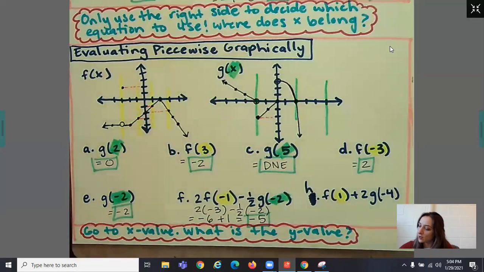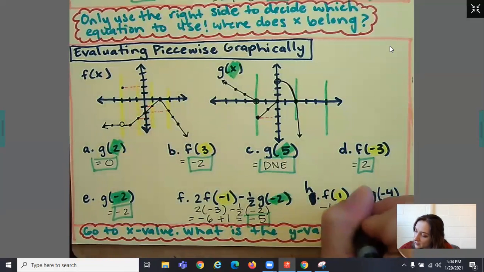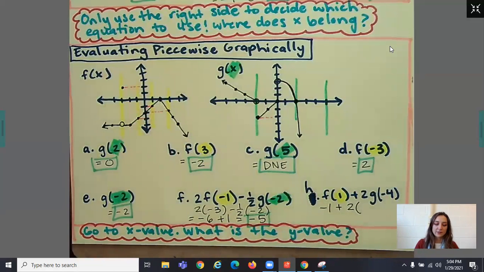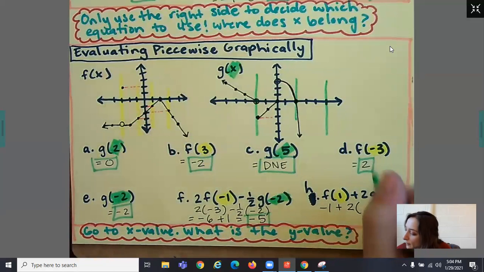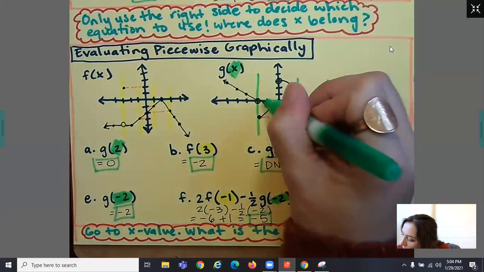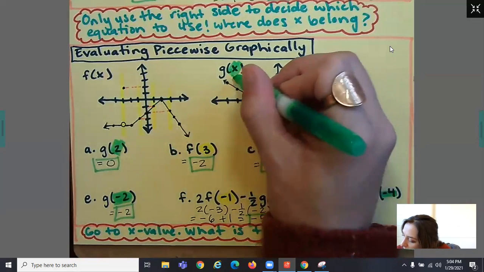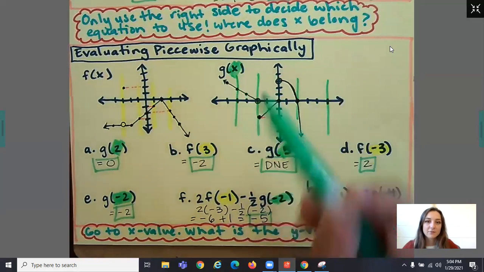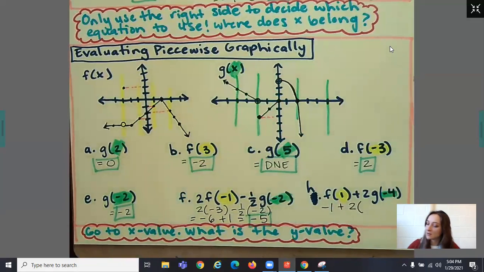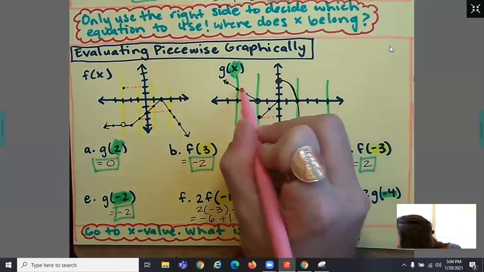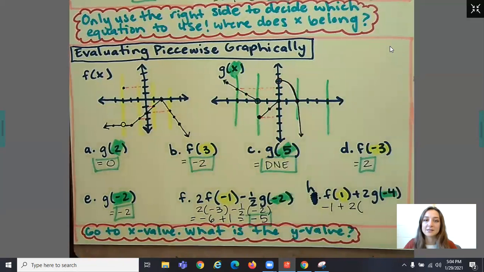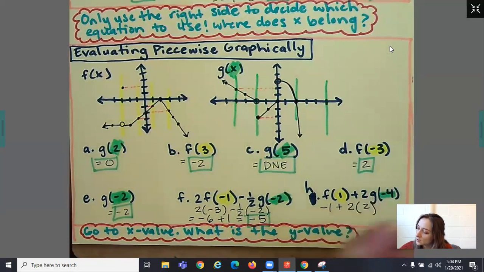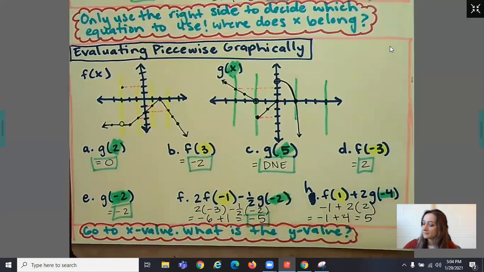So it's going to be -1 plus 2 times G of -4. So let's see what G of -4 is. 1, 2, 3, 4. And it's hitting that point up there, so we're going to look at the Y value, which is at positive 2. So it's going to be 2 times positive 2. And it's going to be negative 1 plus 2 times 2, which is 4. So we're going to get 5.